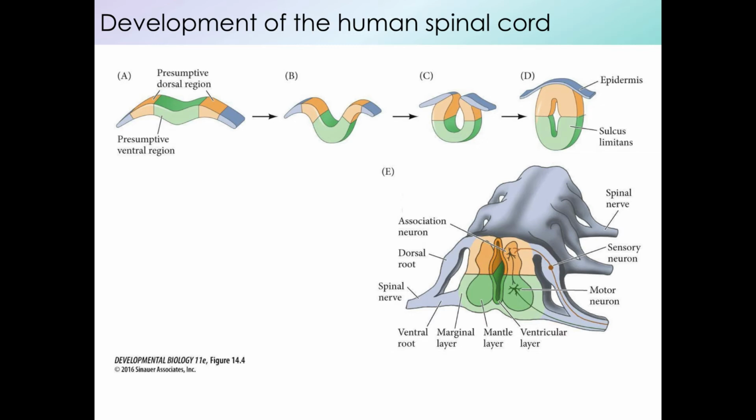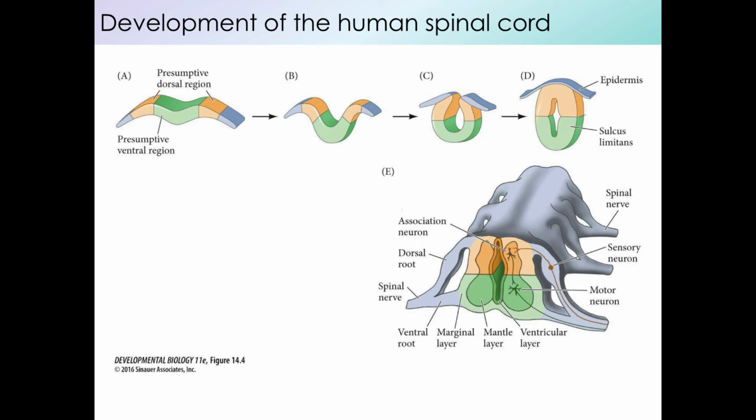Now this is a cross-section through the spinal cord. And as you can see, the mantle gradually becomes shaped like a butterfly, and it's surrounded by the marginal zone, which is the white matter. And both the marginal zone and the mantle are going to be surrounded by connective tissue.